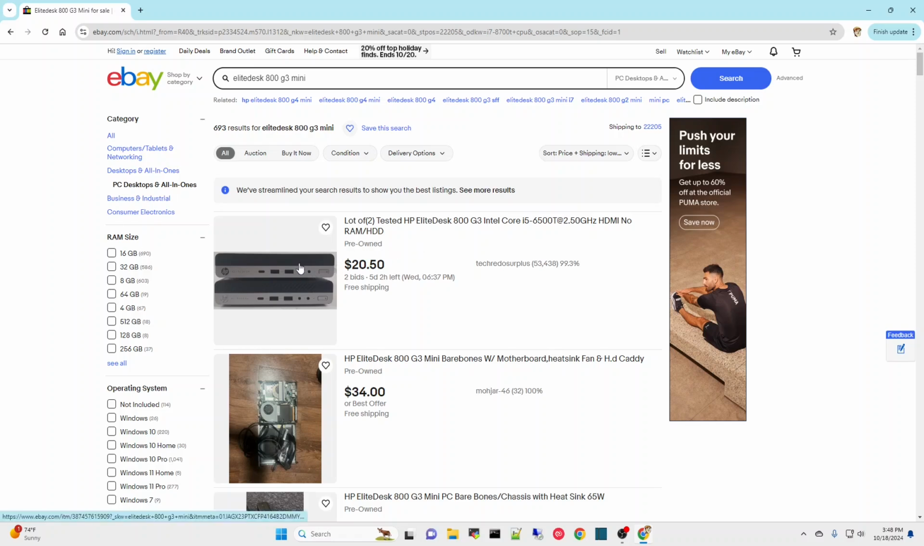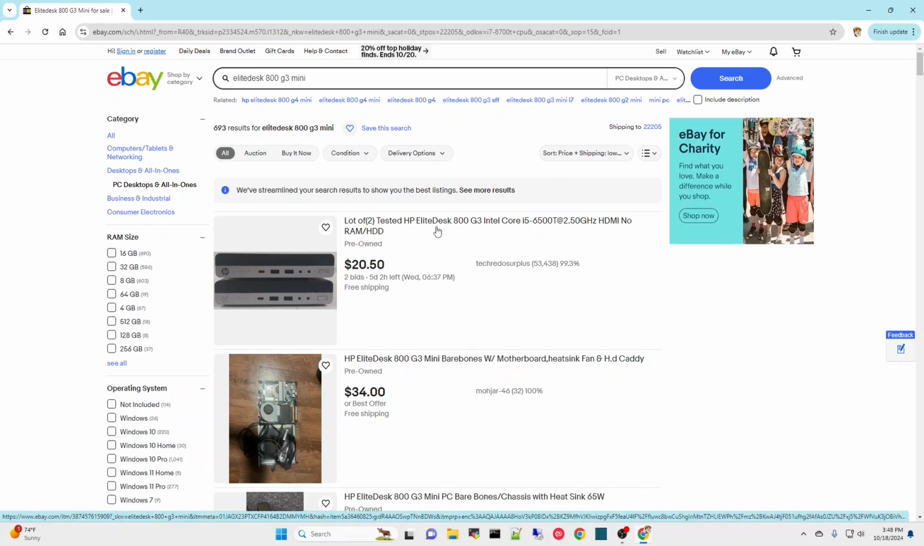This is not bad. You're getting two of them. Already has the 6500T in there, no RAM. So all you'd have to do is just get the, hopefully you've got some extra RAM around. You could throw that in there and maybe an extra SSD.